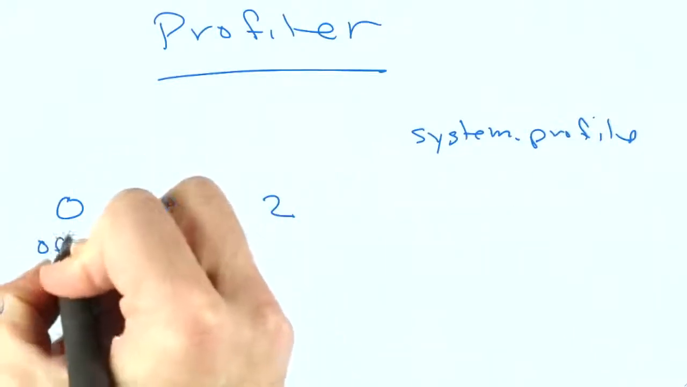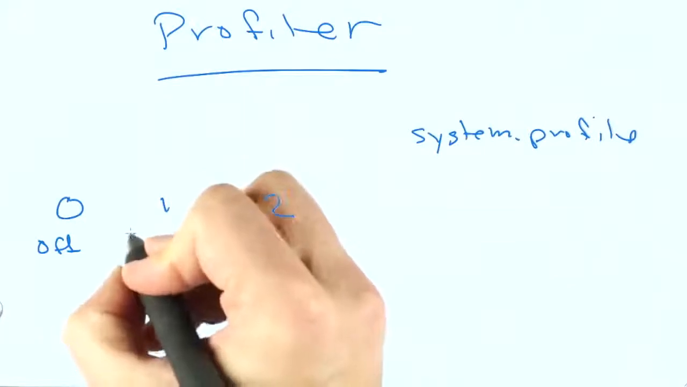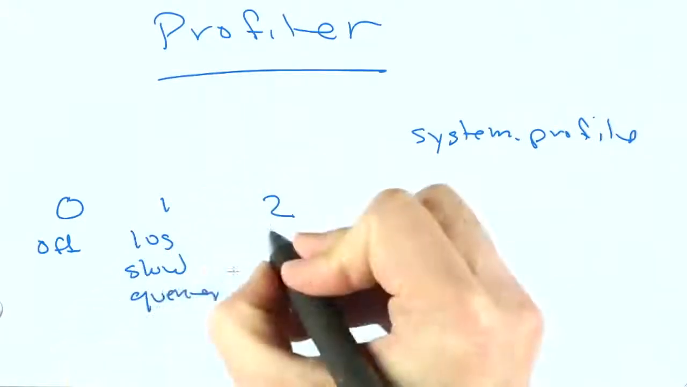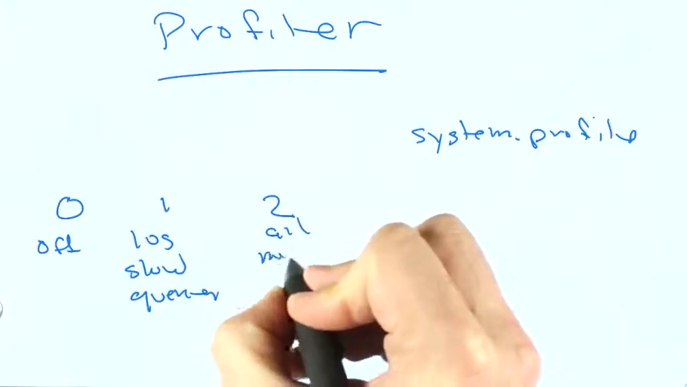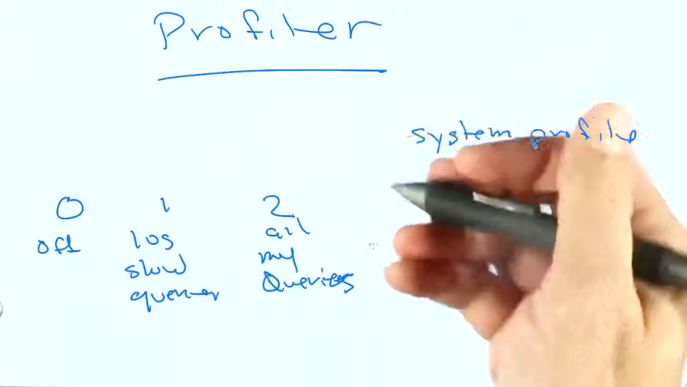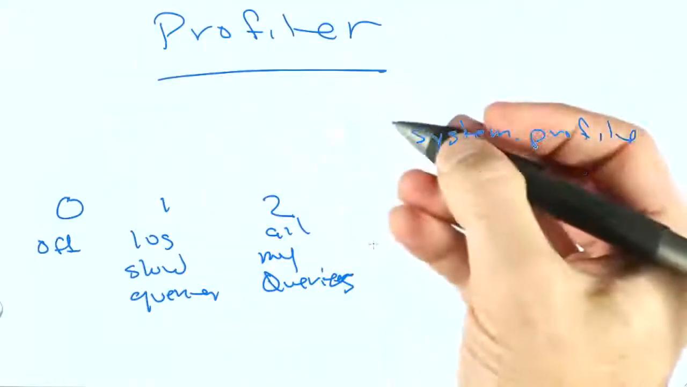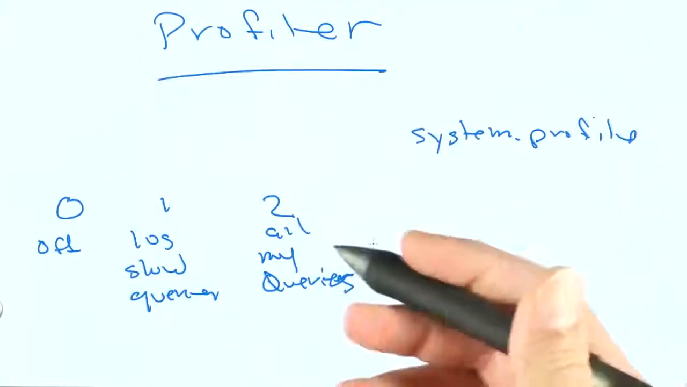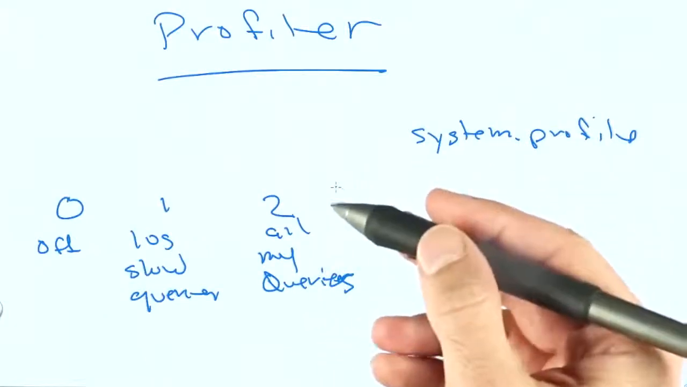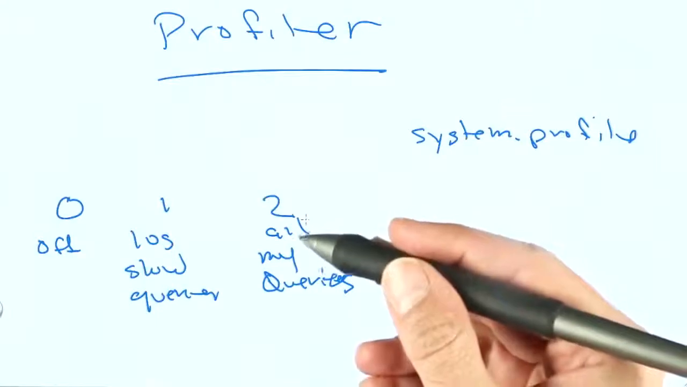Level 0 is the default level, and it means it is off. Level 1 means I want to log my slow queries. And level 2 means I want to log all my queries. So why would you want to log all your queries? The reason is, not so much for performance debugging, but because when you're writing a program, it's convenient to see all the database traffic so that you can figure out whether the program's doing what you expect.